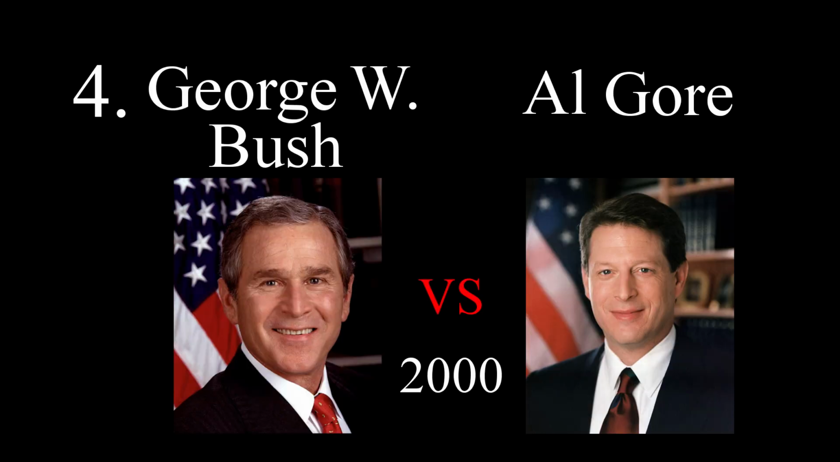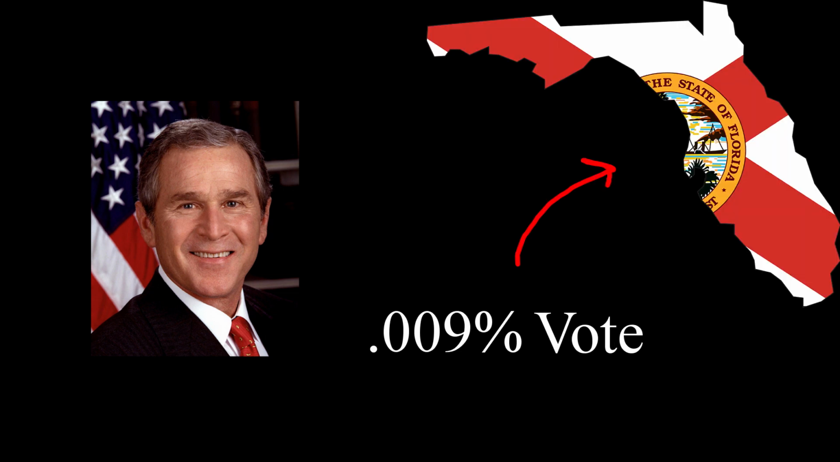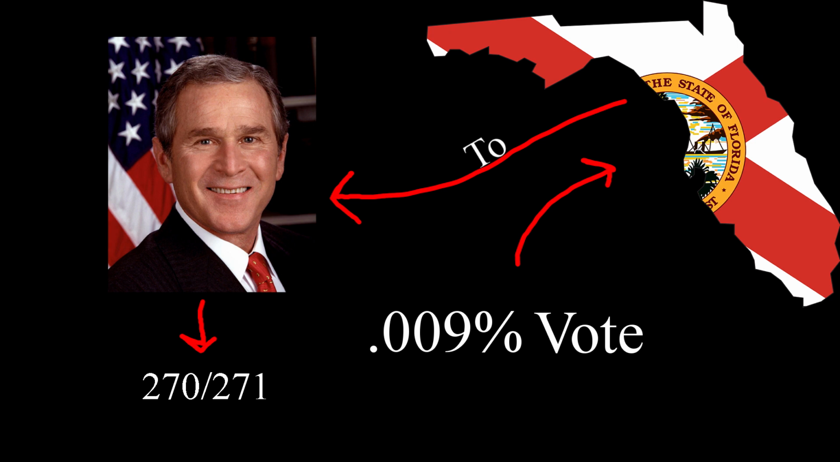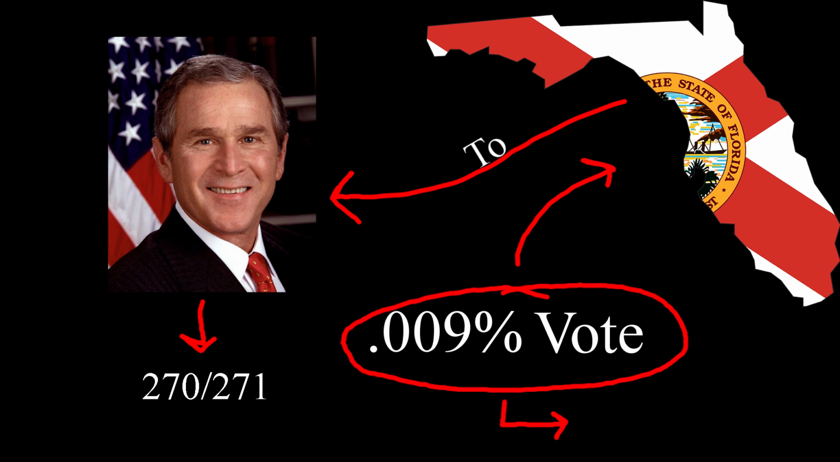Number 4. George W. Bush against Al Gore in 2000. This election was by far the closest election in U.S. history, with George W. Bush winning by a margin of 0.009% of the vote in Florida, which gave Bush 271 electoral votes out of the required 270 to secure the presidency. This margin equates to 537 votes that made the state of Florida turn in favor of Bush.